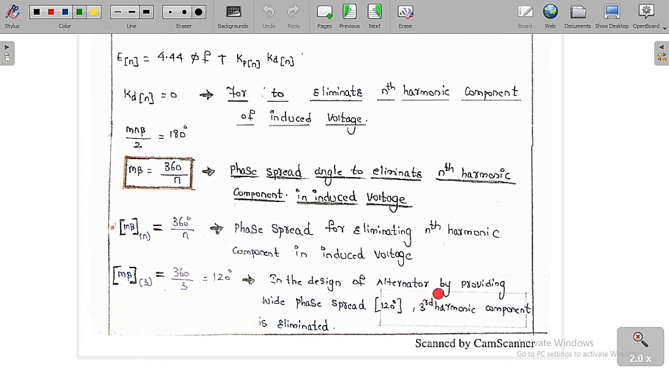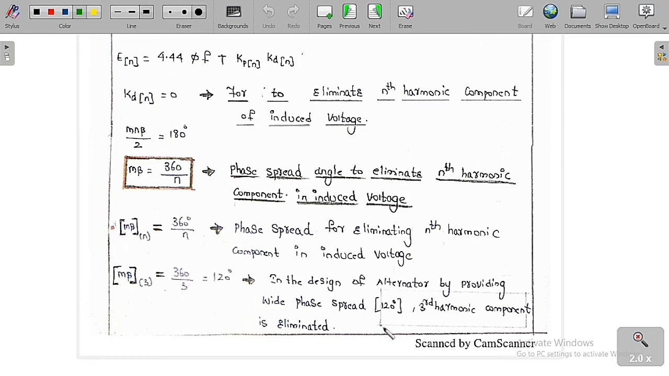So in the design of an alternator, by providing the wide phase spread, which is 120 degrees, the third harmonic component is eliminated. I have already told this point. Therefore, if you want to eliminate the third harmonic component from the overall induced voltage, then you have to use a phase spread of 360 by 3, which is nothing but 120 degrees for one phase under one pole. Then only are you going to eliminate that third harmonic induced voltage.